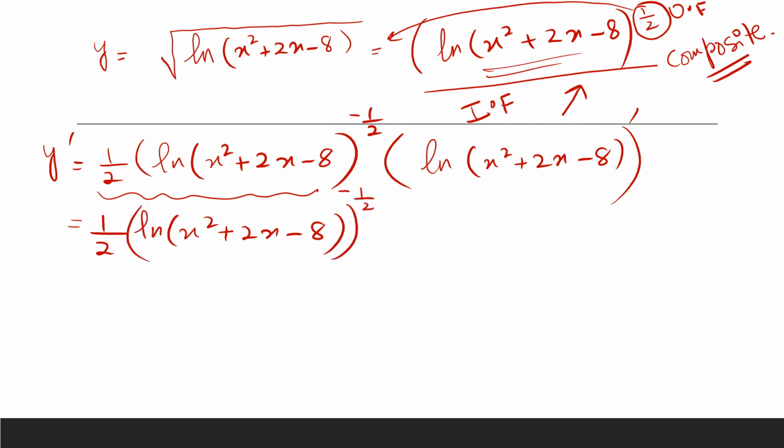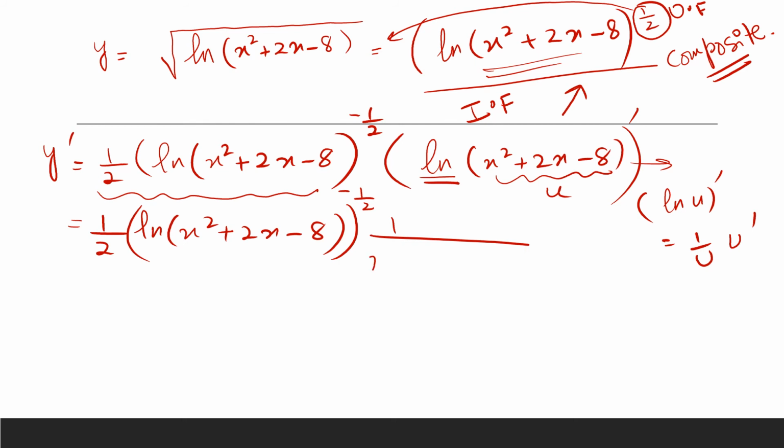Now after that, here ln of some expression, ln of u, is written. So here you are going to apply the formula: derivative of ln u equals 1 over u times u prime. So you will write 1 over u. So u is x squared plus 2x minus 8, and u prime is x squared plus 2x minus 8 with the prime.